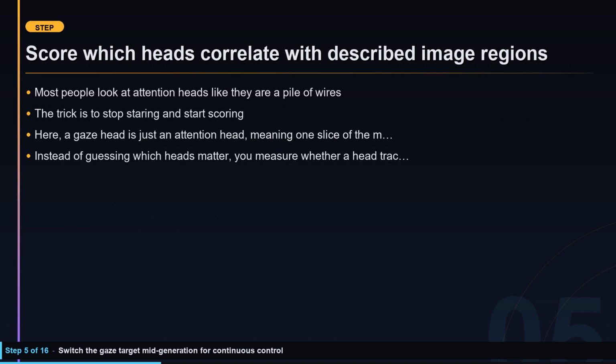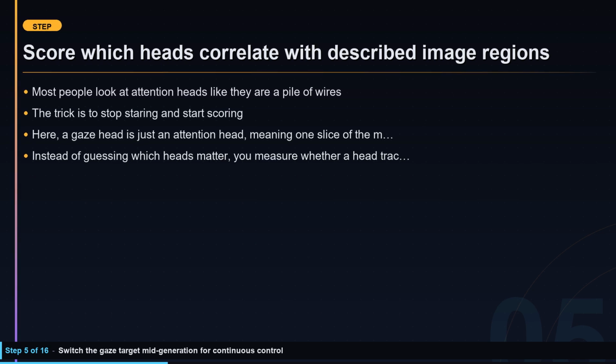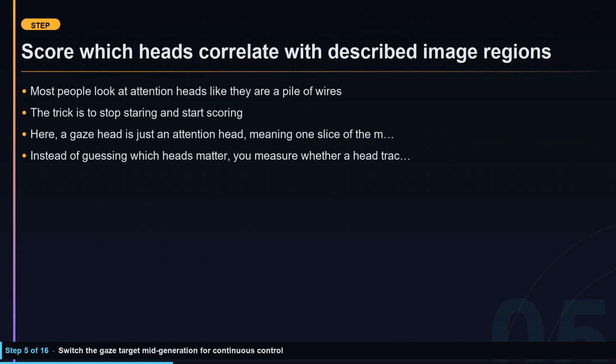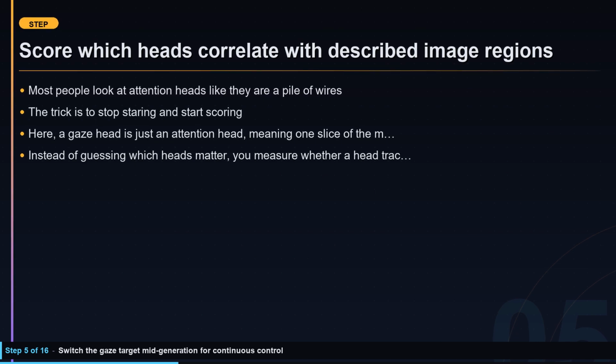In the paper, comic strips give a controlled testbed, which means the next region is easy to define and compare against. In practice, that matters because you do not want to intervene on random heads and hope for the best. You want the few heads that actually correlate with the described region, so your steering is targeted, testable, and cheap.